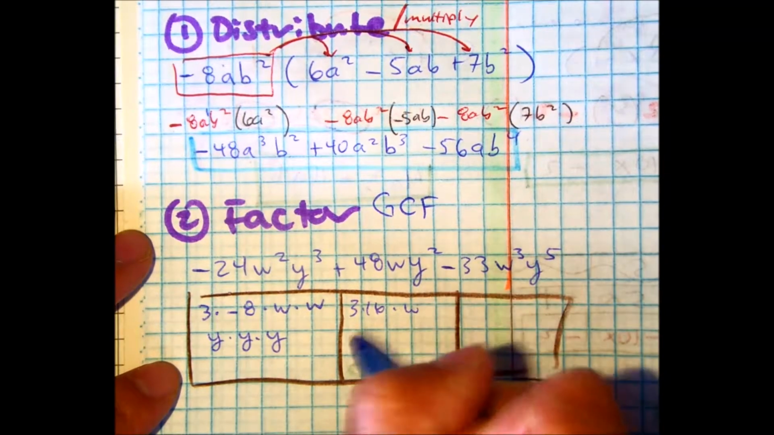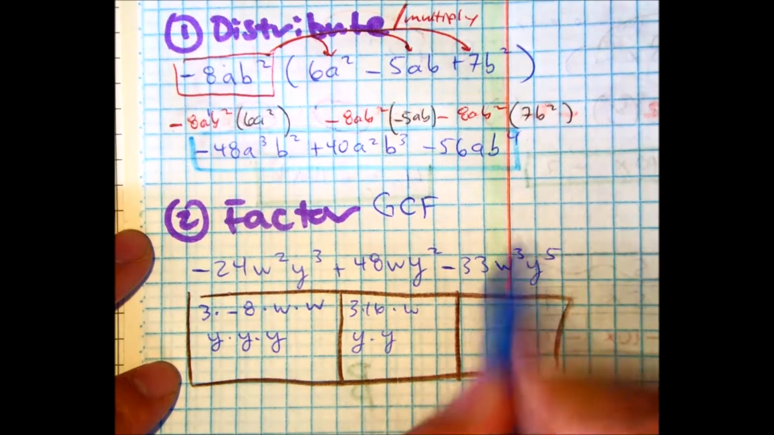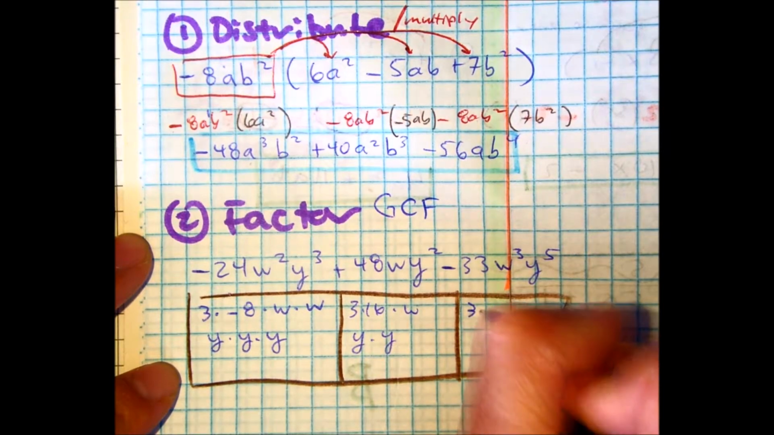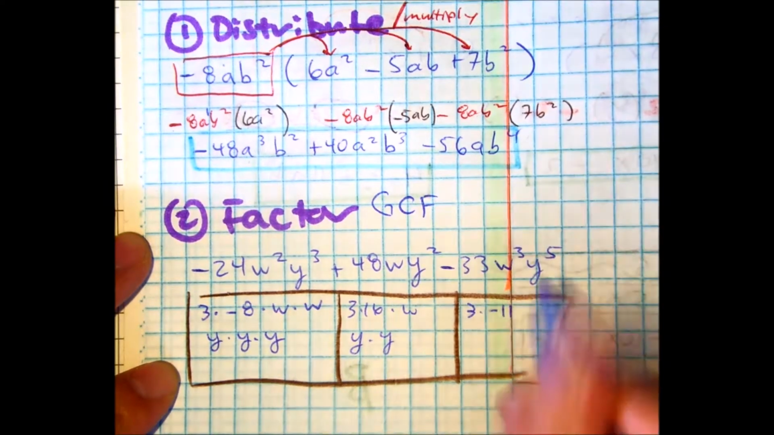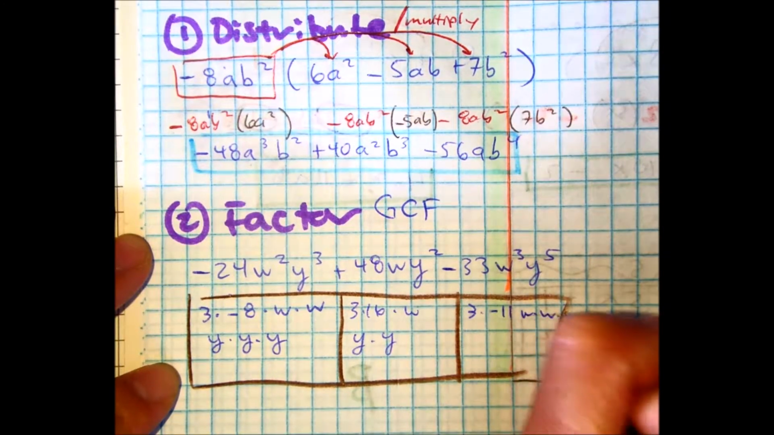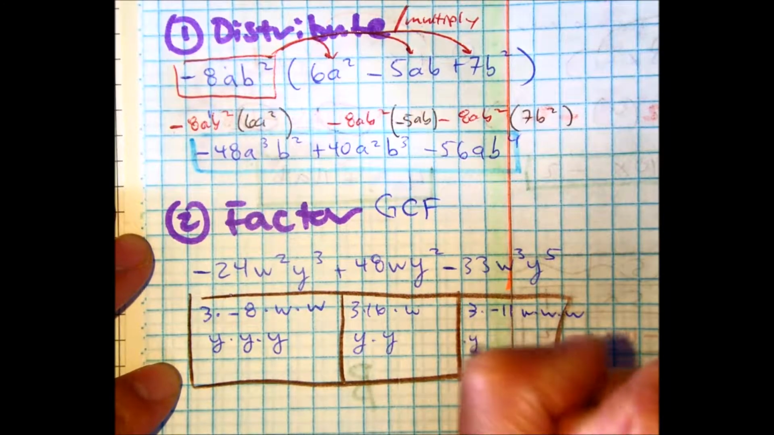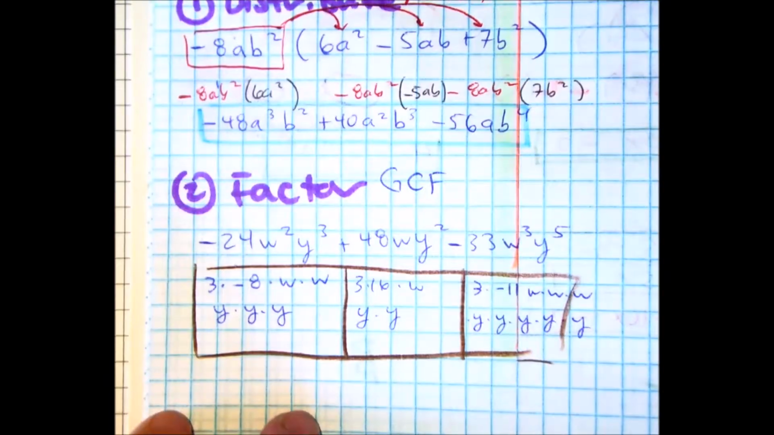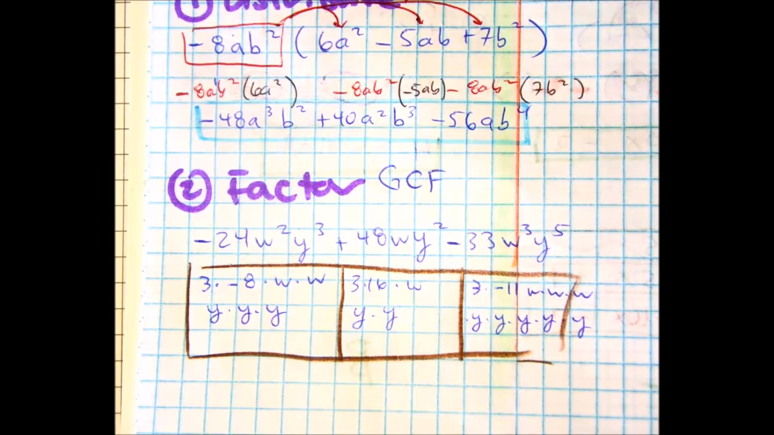W, and then Y squared is Y times Y. Negative 33, I'm going to choose 3 times a negative 11. 3, W, and then 5, Y's. So basically I just broke them down into their prime factors, or close to their prime factors. Prime just means you can't break it down anymore. Now what I'm going to do is I'm going to go ahead and circle what they all have in common.